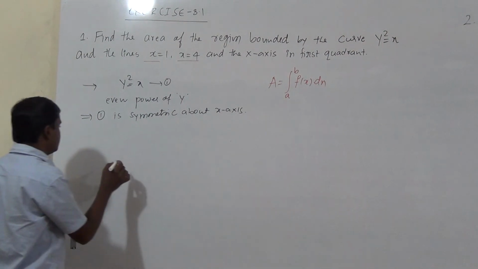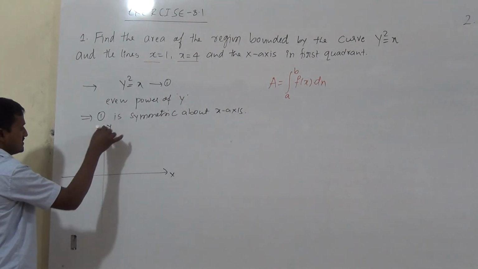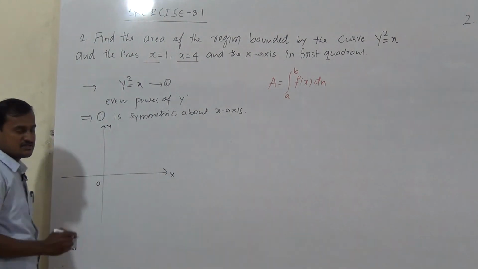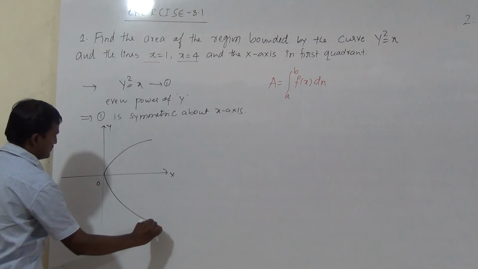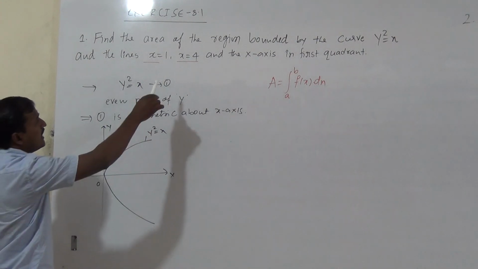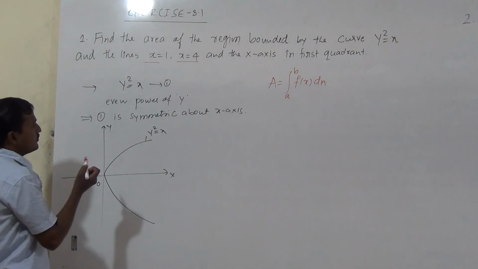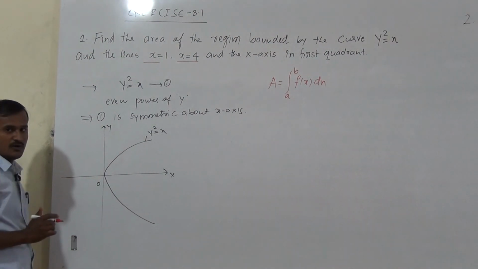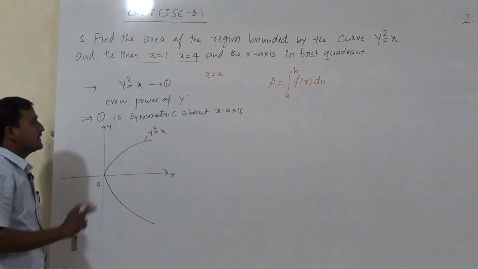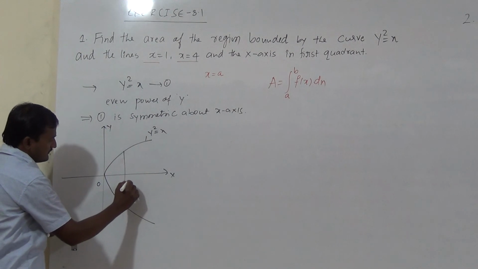Now let us draw the rough diagram for this one. So this is the x axis, y axis, and here is the origin. Y square equal to x is symmetric about the x axis, so here I will take it like this. So this is the curve y square is equal to x. Next, the lines x equal to 1 and x equal to 4. X equal to 1 means the line is parallel to the y axis. You already know that any line of the form x equal to a is always parallel to the y axis. So here I will take this as x equal to 1.